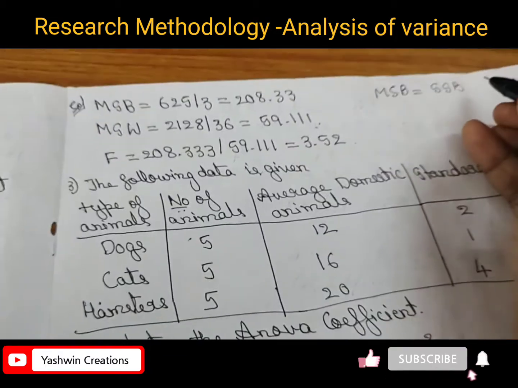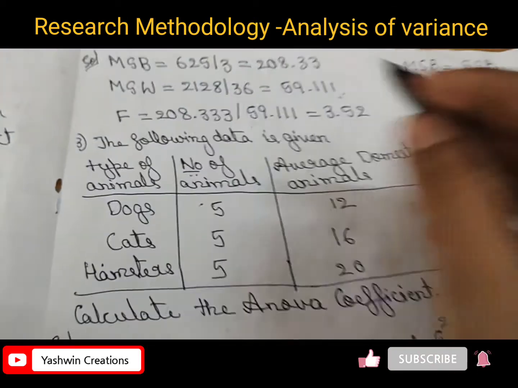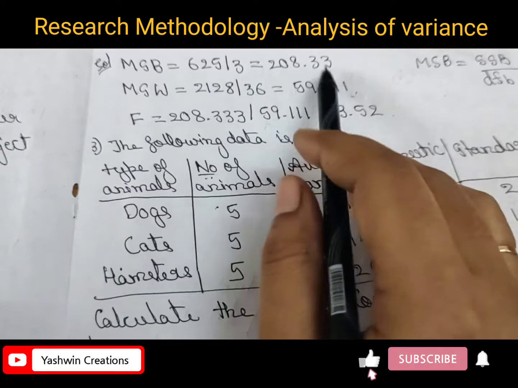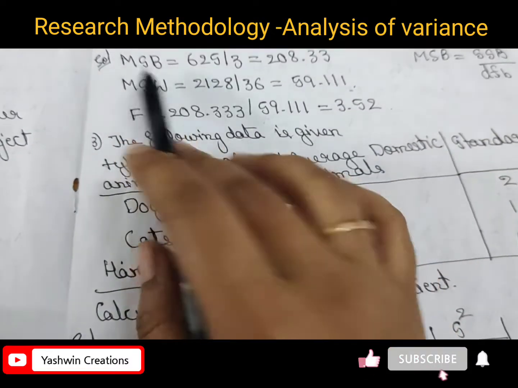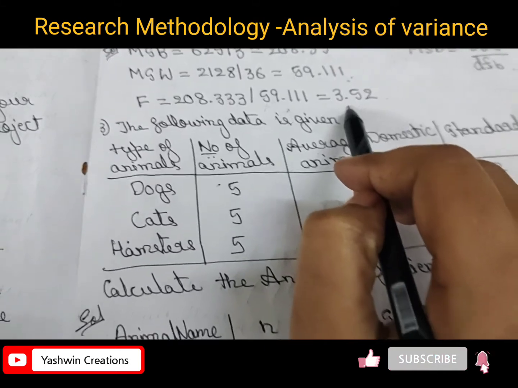SSB divided by DFB. That is what we have done here. Similarly for MSW. After getting these values, F equals MSB divided by MSW. That value is 3.52. That is the answer.